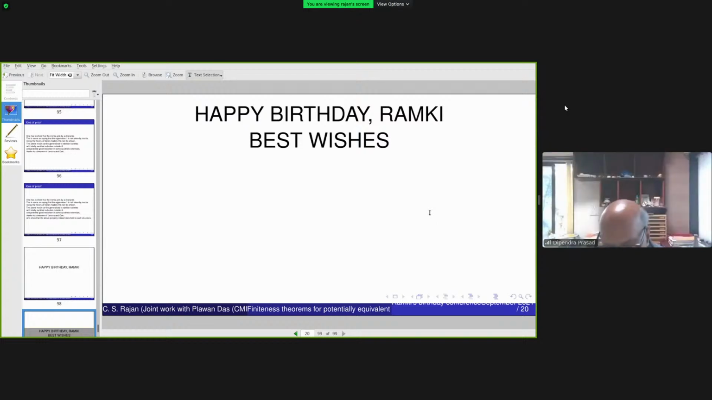So, just to summarize, there could be infinitely many abelian varieties which have potentially good reduction outside a finite set, of a given dimension.